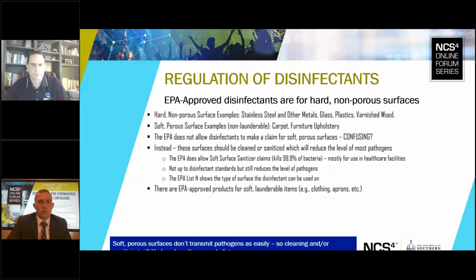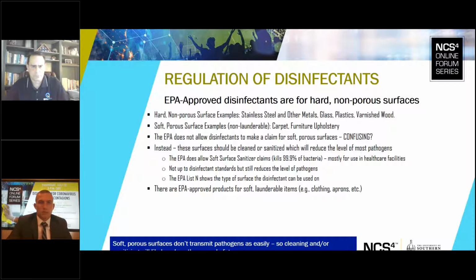Also, another very confusing aspect about disinfectants is that they are actually only approved for hard, non-porous surfaces. Examples of those types of surfaces are things like stainless steel, other metals, glass, plastics, varnished wood. They are not actually approved for soft, porous surfaces, and some examples of that are things like carpet and upholstery. So is this confusing? Yes.